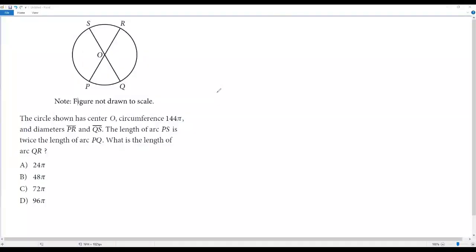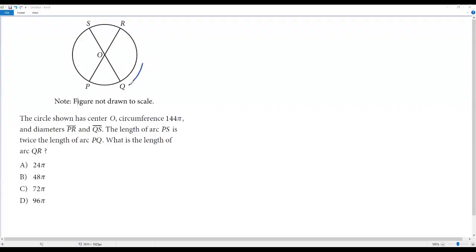Here we have a SAT math question. There is a figure given over here. So let's go with the information. The circle shown has center O, circumference 144 pi, and diameters PR and QS. The length of arc PS is twice the length of arc PQ. What is the length of arc QR?